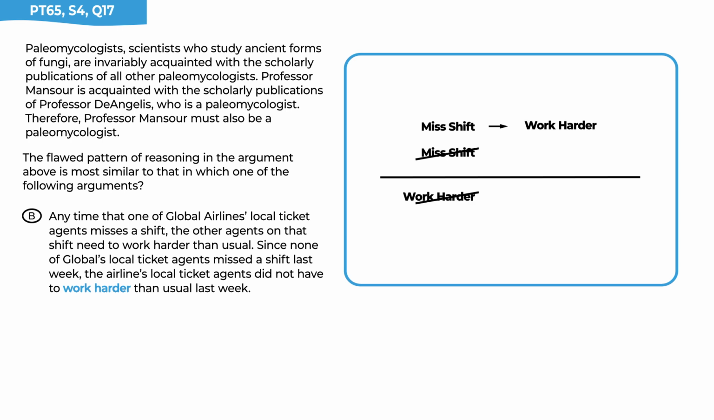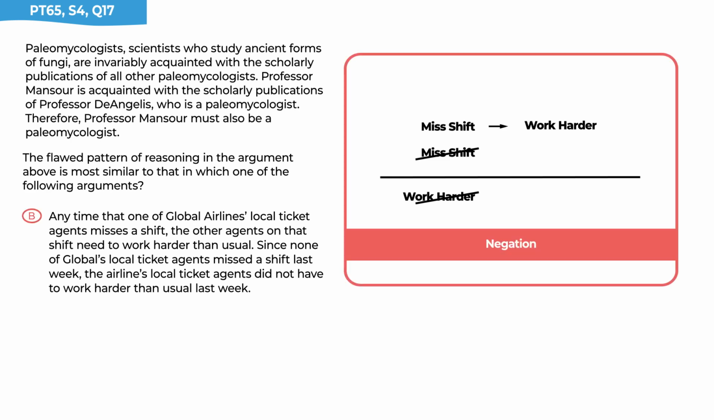Here, it's not exactly mistaking a sufficient for necessary condition. It's more like it's negating the sufficient condition and then concluding the negation of the necessary. So while we're looking for reversed logic, answer choice B has negated logic, which is simply a different flaw, and we can get rid of it.